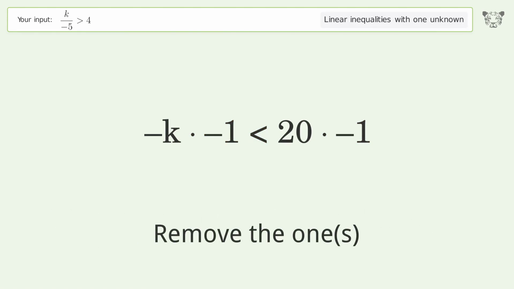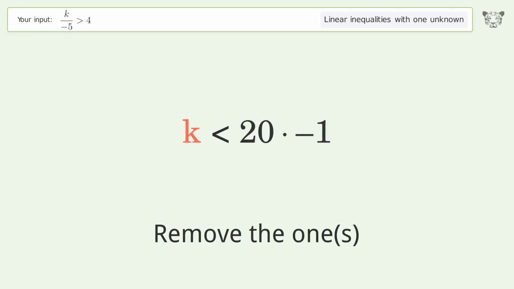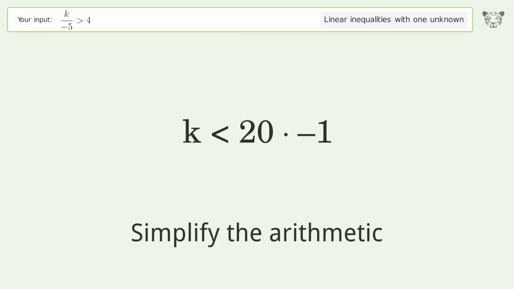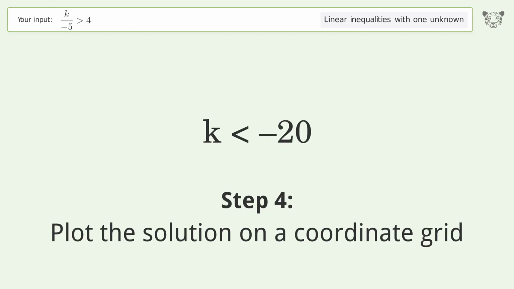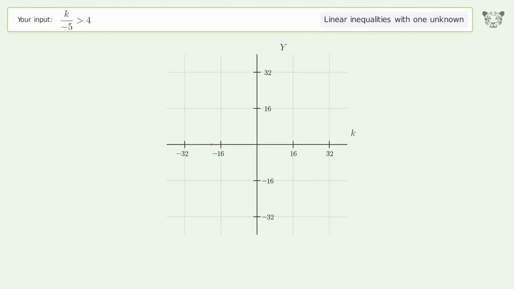Remove the ones. Simplify the arithmetic. Plot the solution on a coordinate grid. And so the final result is k smaller than -20.